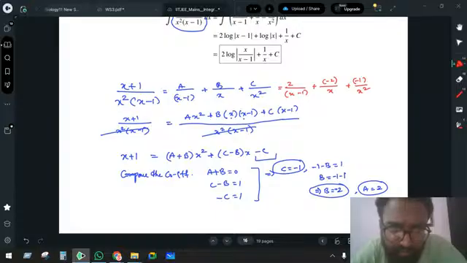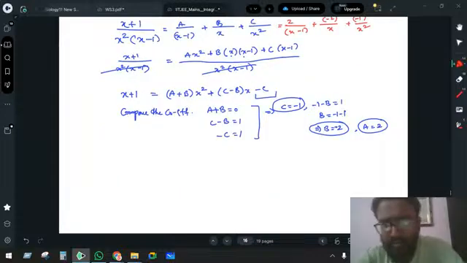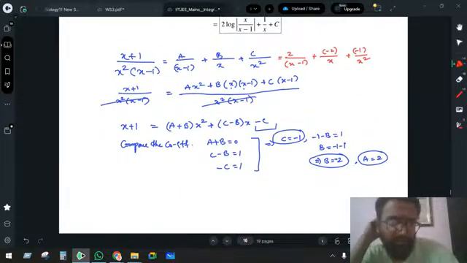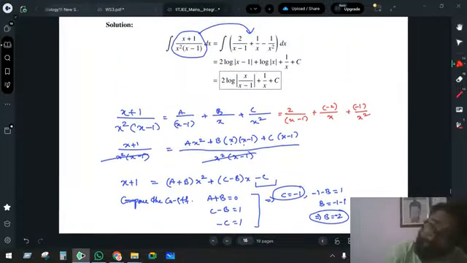A plus B. It is minus Bx plus Cx, so C minus B is equal to 1 only. What is the numerator? X plus 1 only. And C is minus 1. Is there any plus B? No, it is minus only. Minus 1 minus B is equal to 1, so B is equal to minus 2, B is equal to minus 2 only.